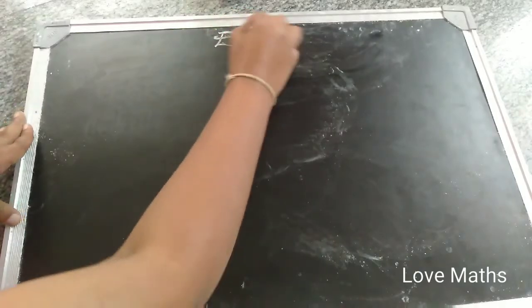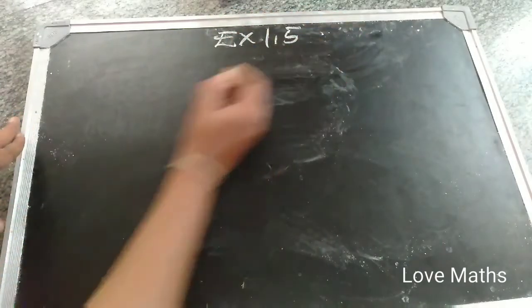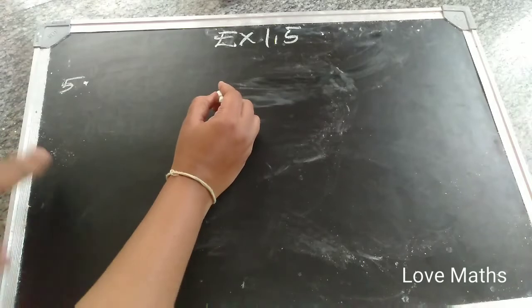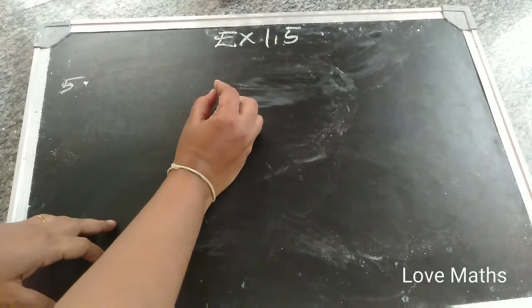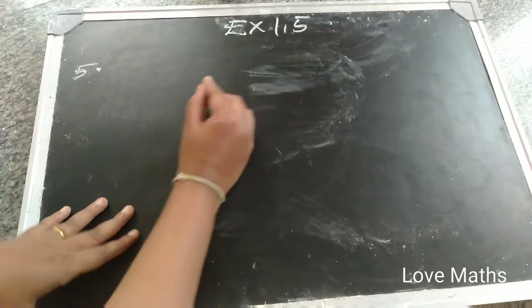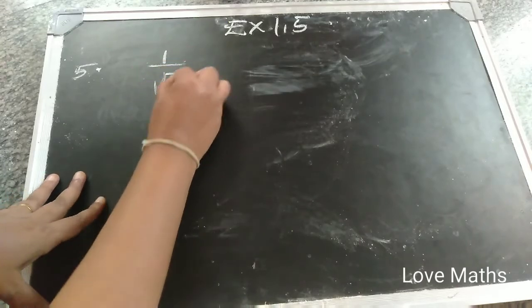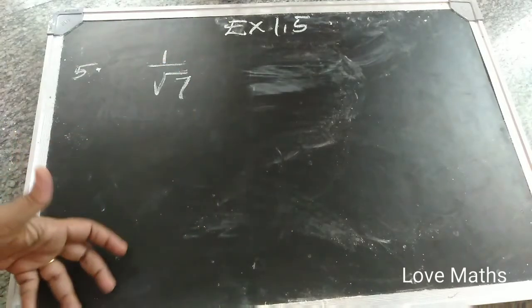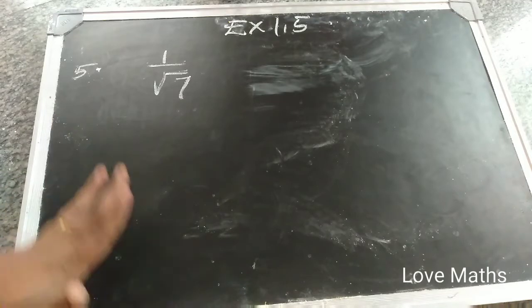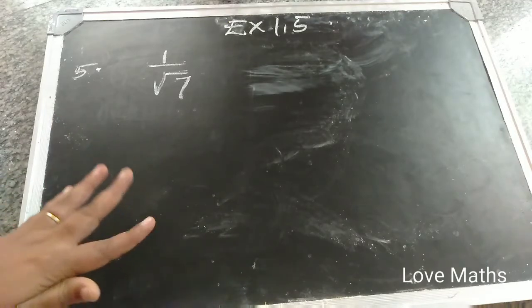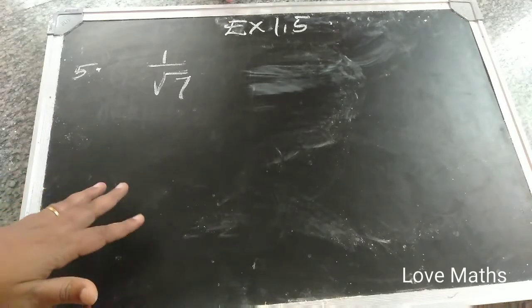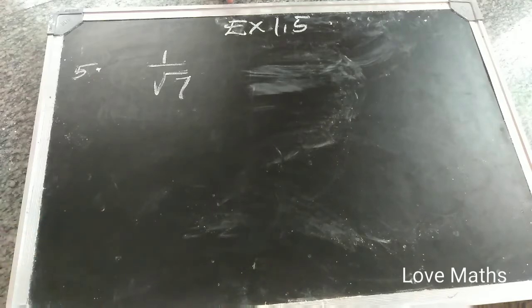Next, the same exercise. Rationalize the denominator of the following. How to rationalize? For example, 1 by root 7. Rationalize means the denominator should never be an irrational number. So what you have to do is multiply by the same number. If 1 by root 7, then I want to cancel the root.